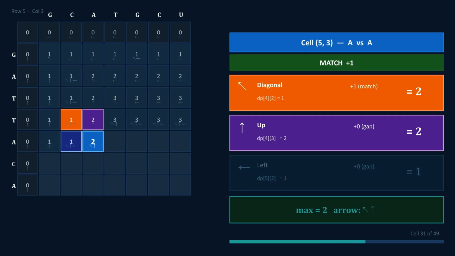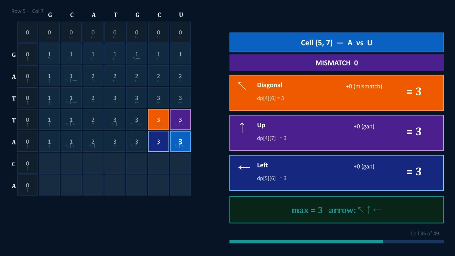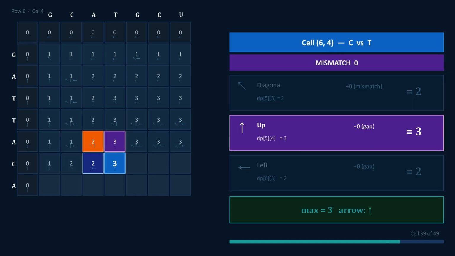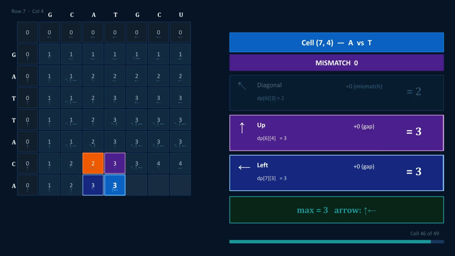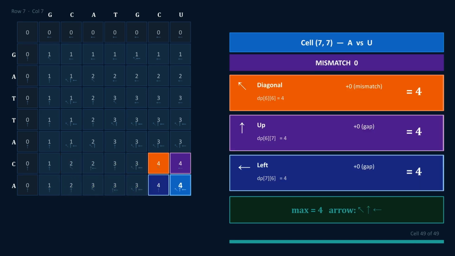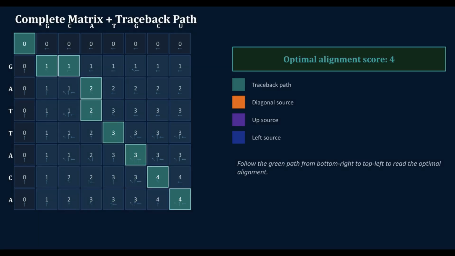After all 49 cells, we reach the bottom right corner, and that value is our optimal alignment score. The best possible global alignment of these two sequences earns 4 match points. But the score alone doesn't tell us how to align them. That's what the traceback does.